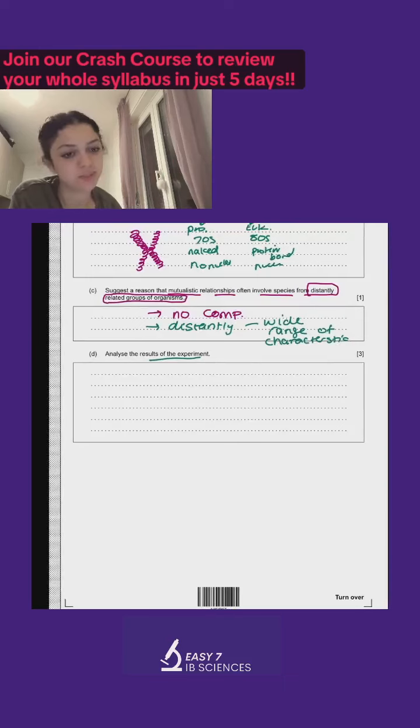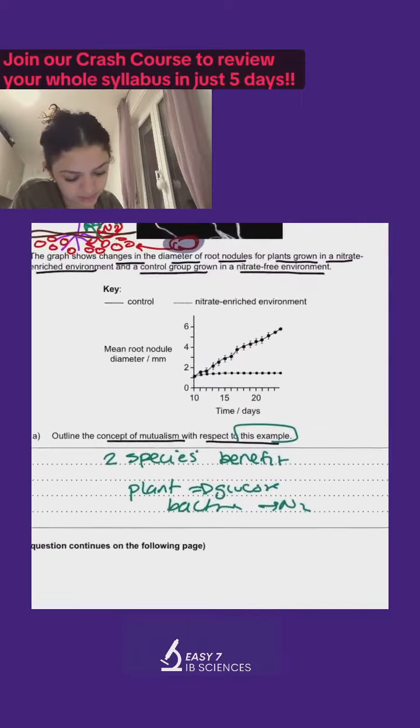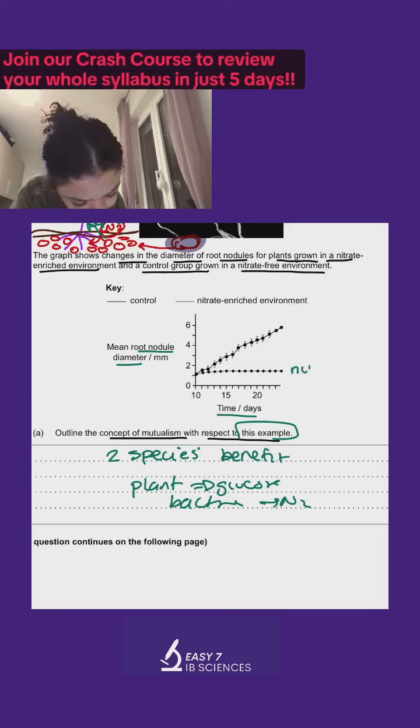But we're analyzing their experiment. And remember what we talked about, the relationship between those specific things. Now, analyze this data and tell me what this data shows. So we have the mean root nodule diameter. Remember how we said the nitrogen helps grow the plant. So of course the roots are going to grow. Think of that relationship. Then here it says time in days. Here it says this is the nitrate-rich environment, and this is the control.